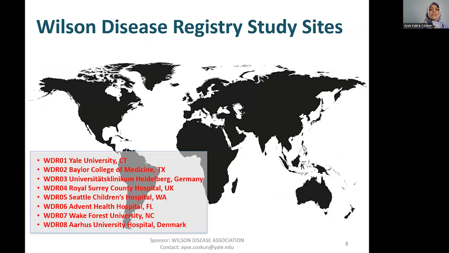This map shows the locations of Wilson Disease Registry study sites: Yale University in Connecticut, Baylor College of Medicine, Texas Children in Texas, Heidelberg University in Germany, Royal Surrey County Hospital in UK, Seattle Children's Hospital in Washington, Advent Health Hospital in Florida, Wake Forest University in North Carolina, and Aarhus University Hospital in Denmark.